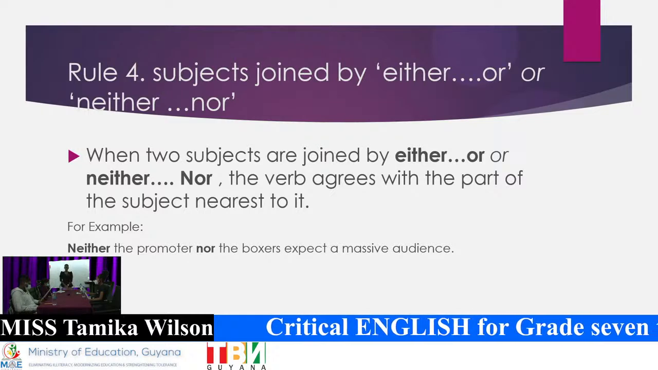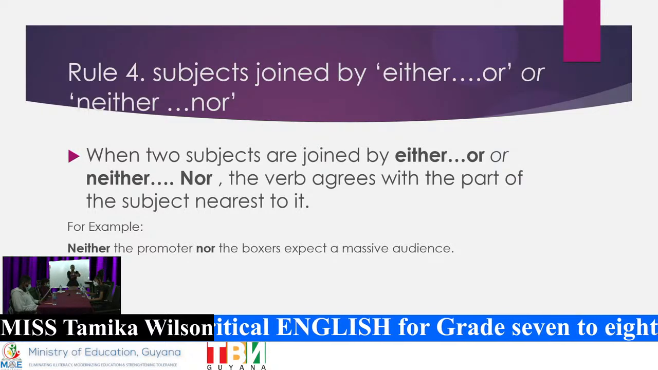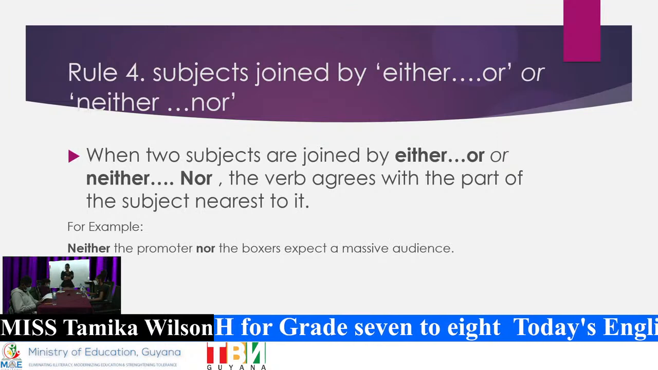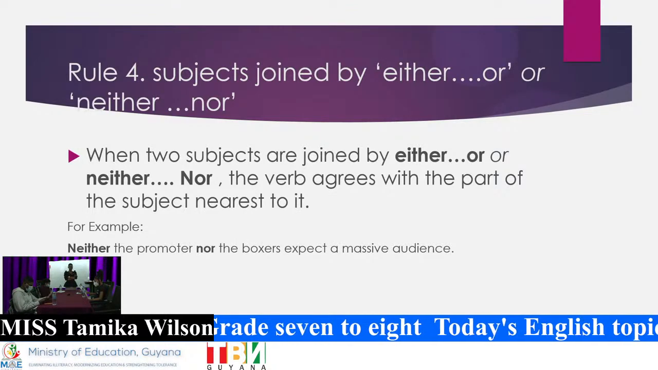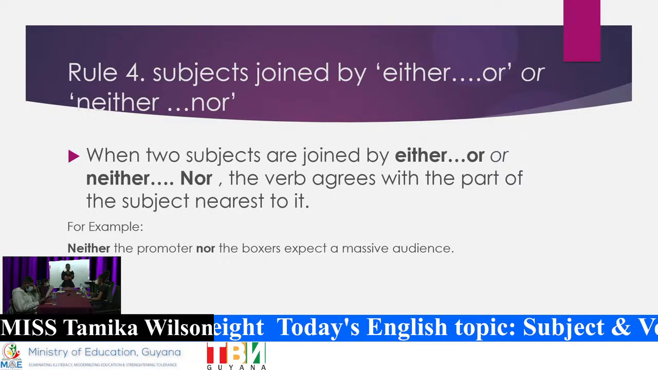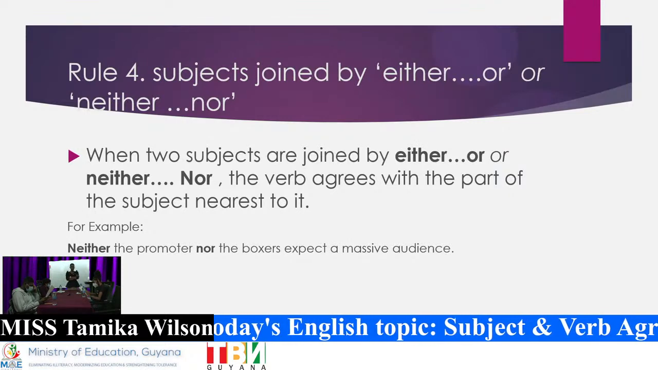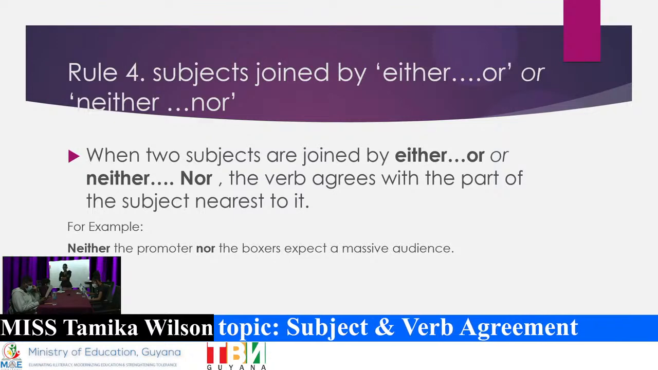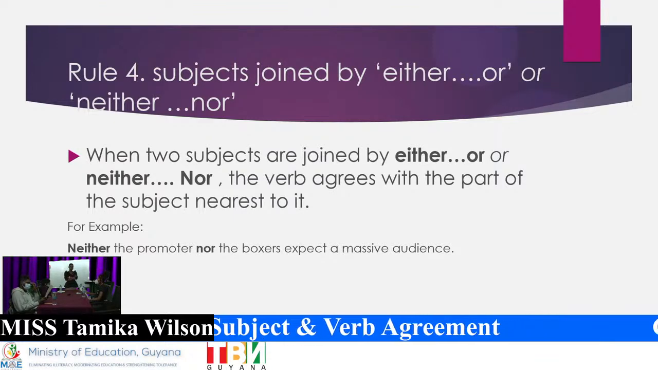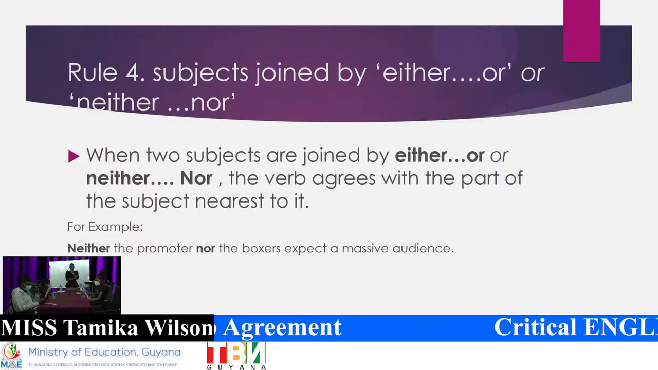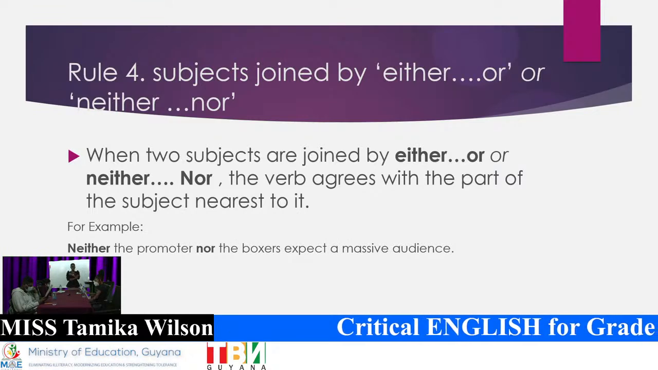Neither the promoter nor the boxers expect a massive audience. What's the action? Is it expect? Expect, yes. So which of the subjects is closest to the verb expect? Boxers. And in this case, is boxers singular or plural? Plural. So it means that we must use the plural form of the verb. So this rule says that the verb must agree with the part of the subject nearest to it.